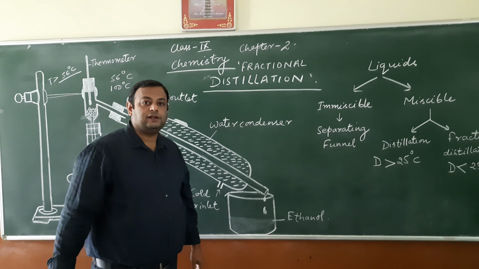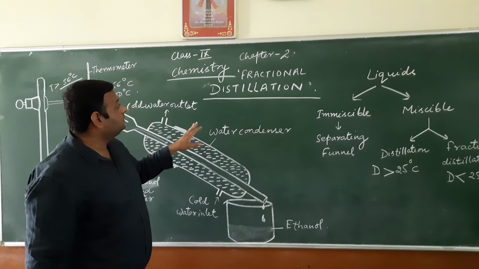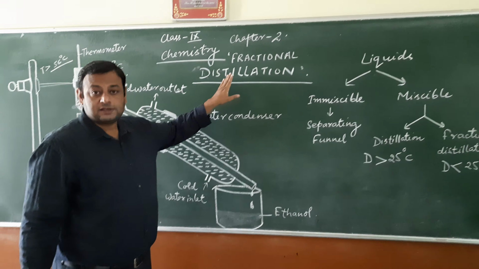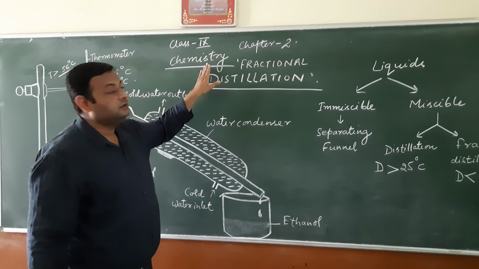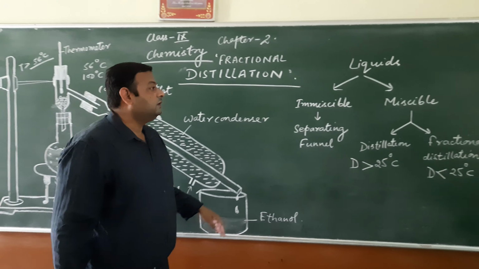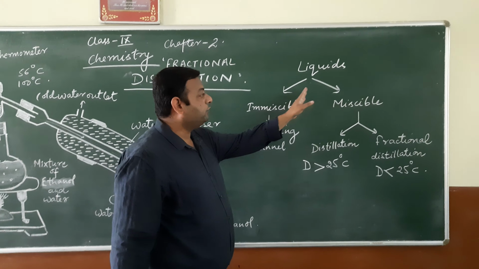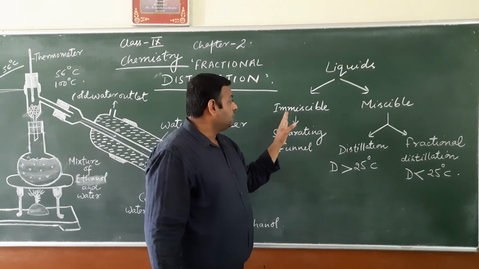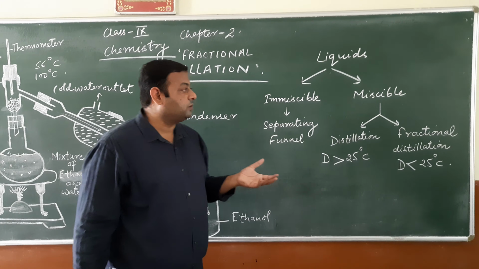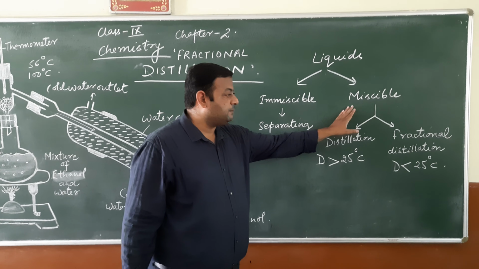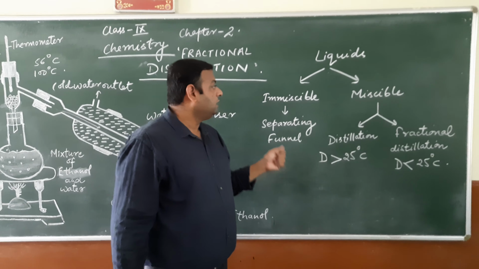Dear students, today in this topic we are going to discuss Fractional Distillation, Chapter 2, Class 9 Chemistry. Now, as I have already told you, liquids are of two types. Some are immiscible. Immiscible means which do not get mixed together, and some are miscible, which get mixed together.